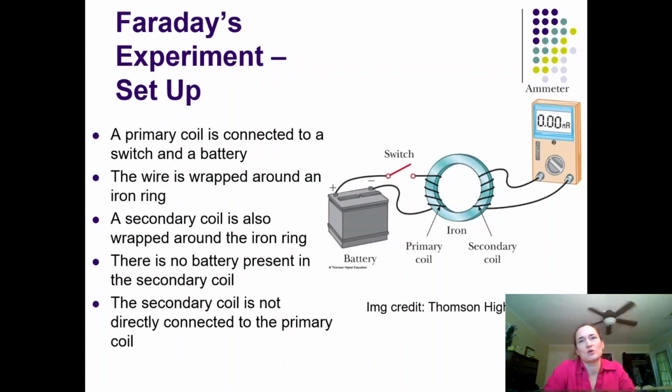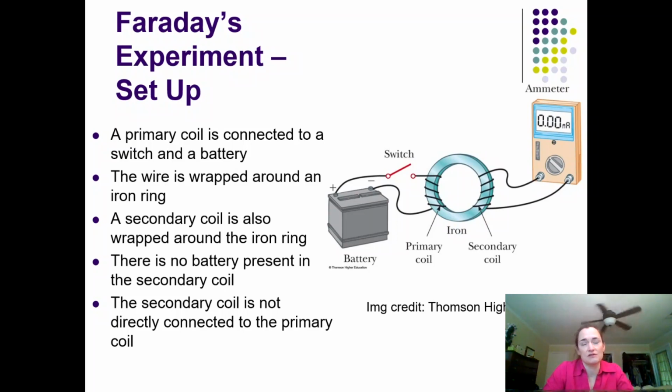So here was sort of a schematic of Faraday's experiment. What he did here was he had a primary coil, and that primary coil was connected to a switch and a battery. And in the primary coil, you could generate current through the circuit by hooking it to the battery. Then what he did was he had a secondary coil, and it was also wrapped around a ring, and there was no battery present in that second coil.